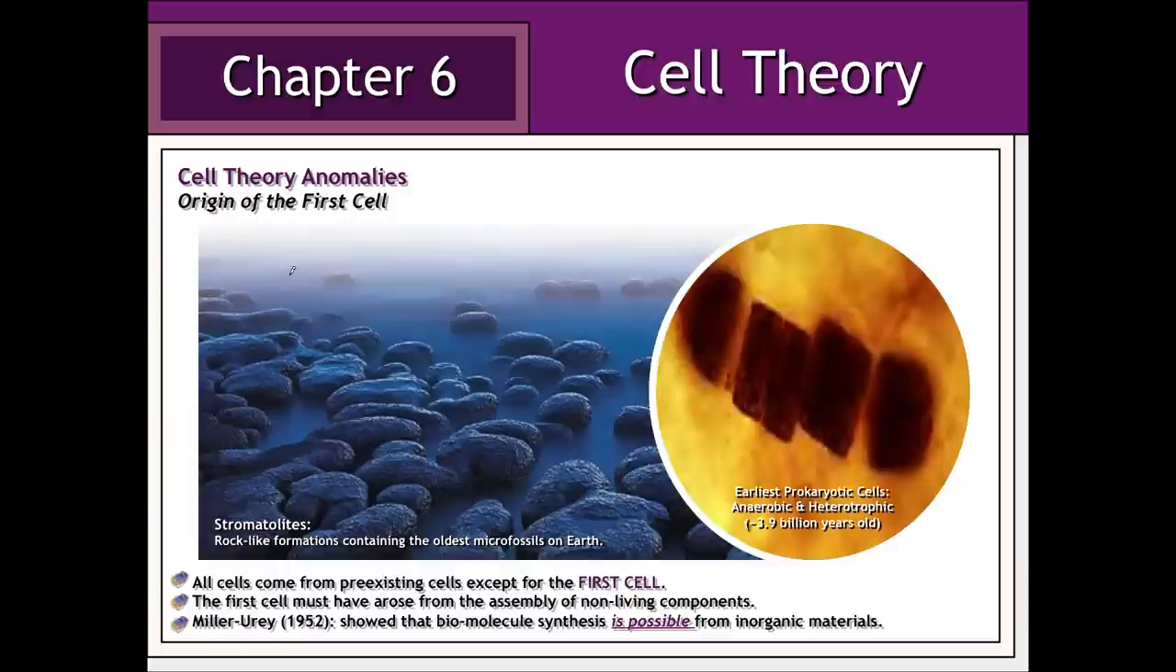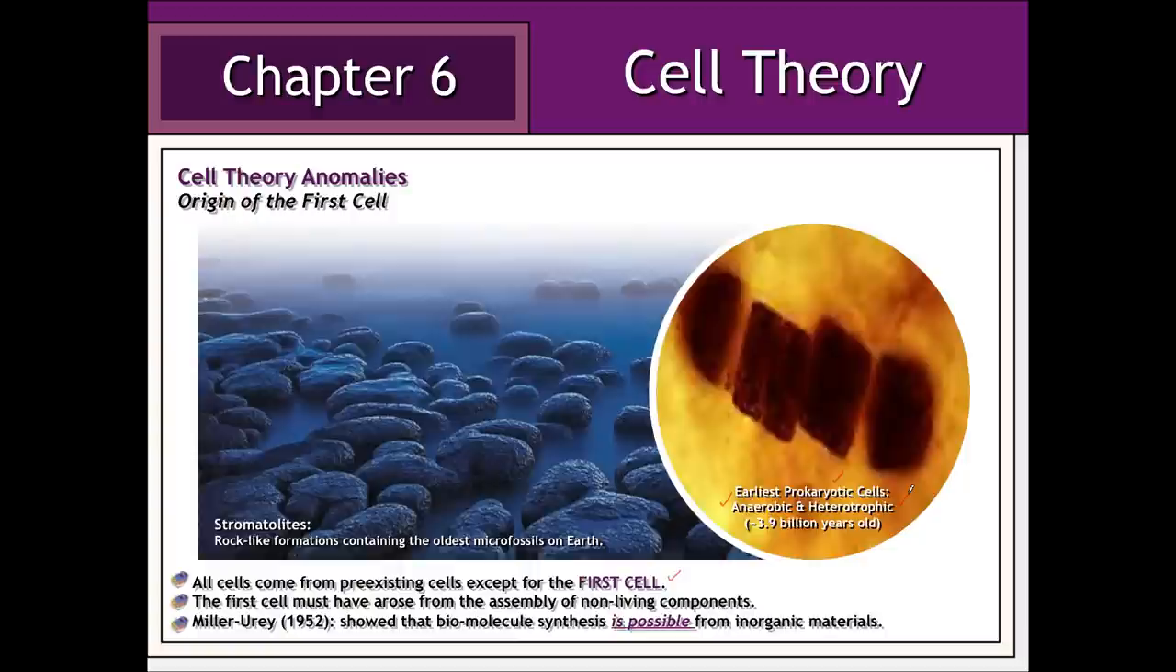The first anomaly that seemingly contradicts modern cell theory concerns the origins of the first cell. Now, while it's true that all cells come from pre-existing cells, this cannot hold true for the first cell. The first cell must have arisen from the self-assembly of various non-living components. Based on fossil evidence, the first cells to appear on Earth were prokaryotic, anaerobic, as well as heterotrophic, first arriving on the scene somewhere around 3.9 billion years ago.